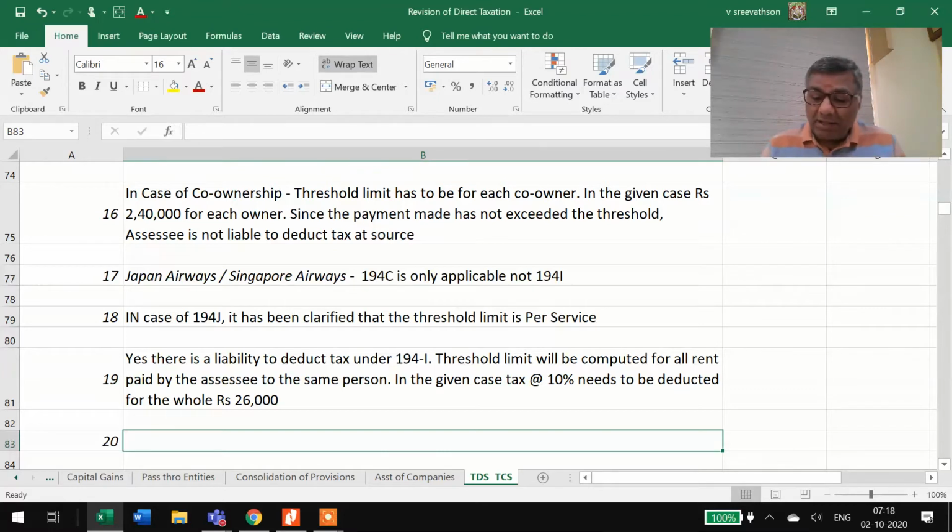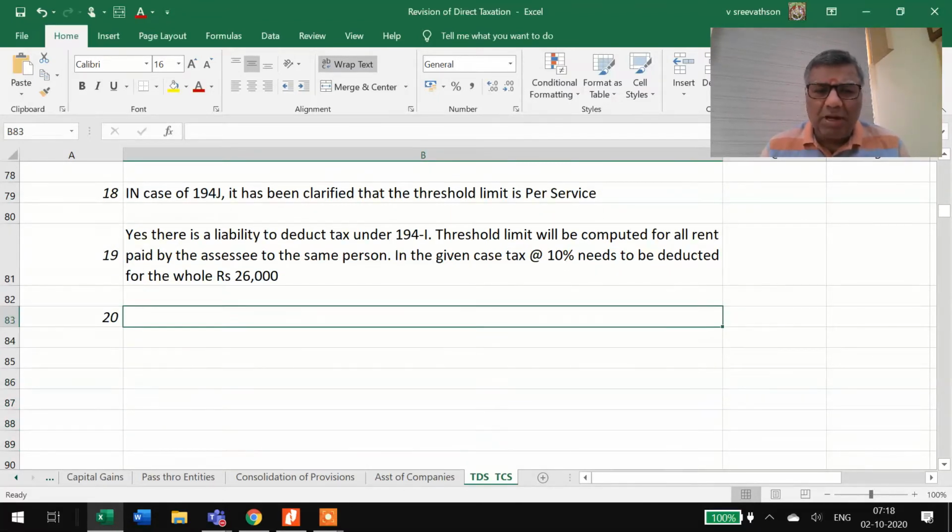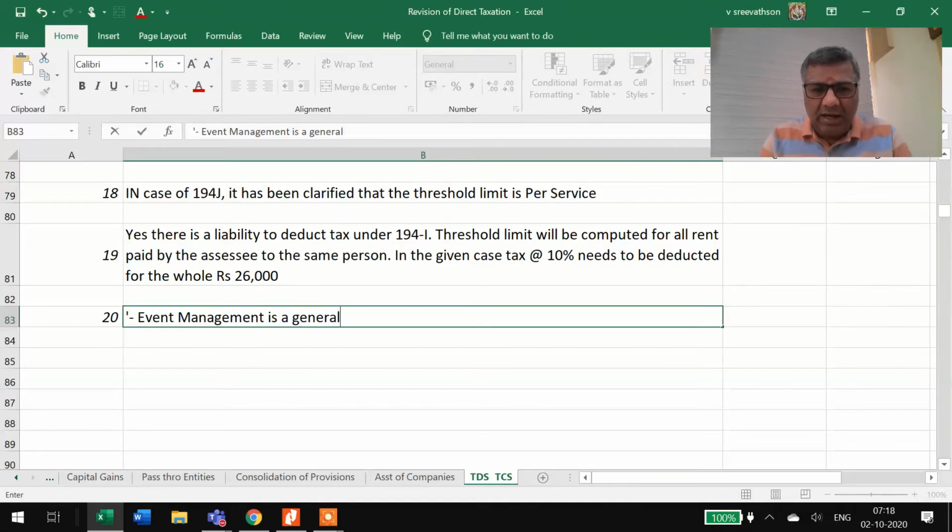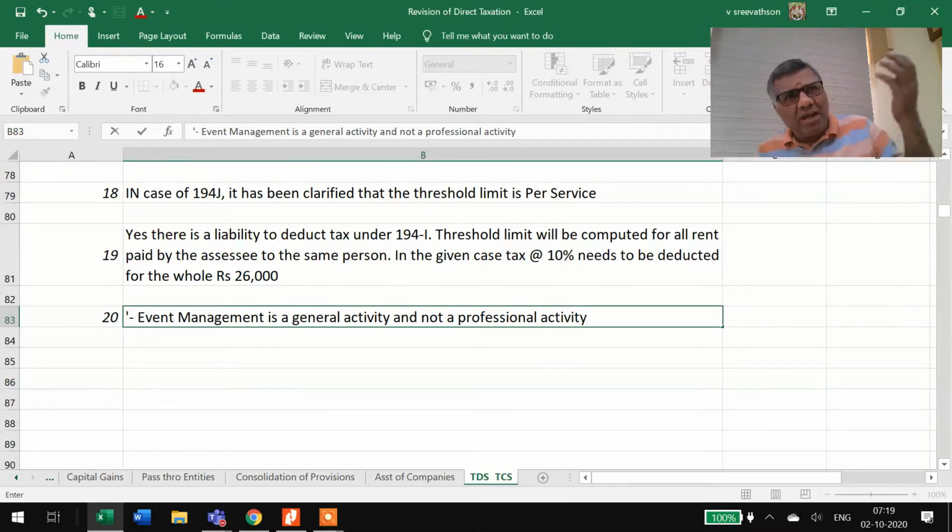Okay, but otherwise, what will be the tax liable to be deducted for payment to the event manager, event organizer? In this specific case, they held 194C. It's an old case. They held that event management is a general activity and not a professional activity. They arrange the stage, the various chairs, everything they take care of. So you cannot say that they are doing a professional job.